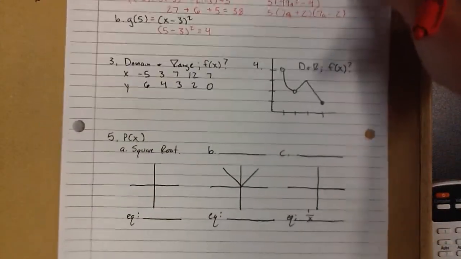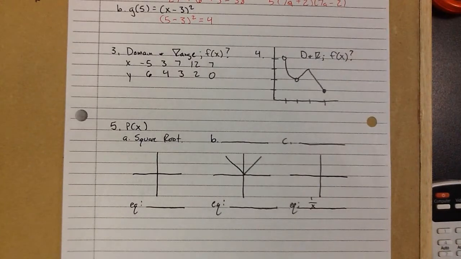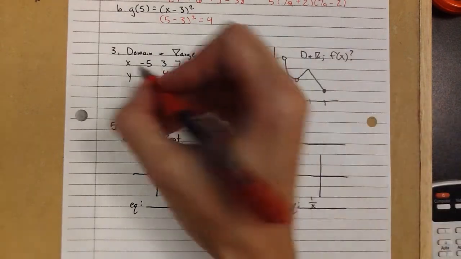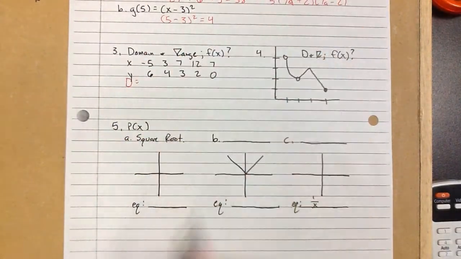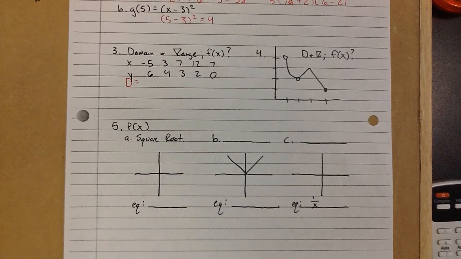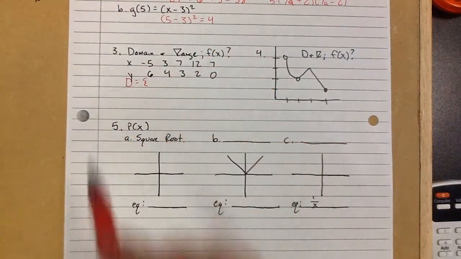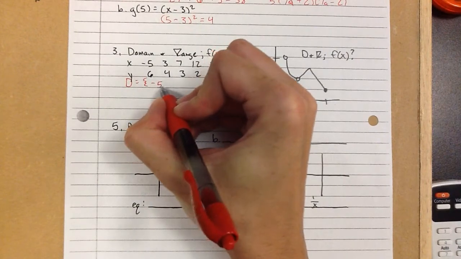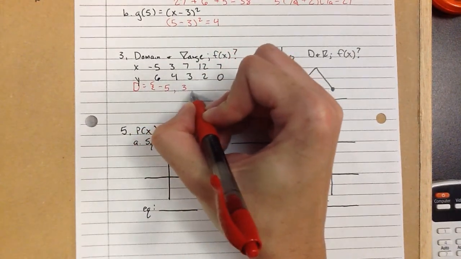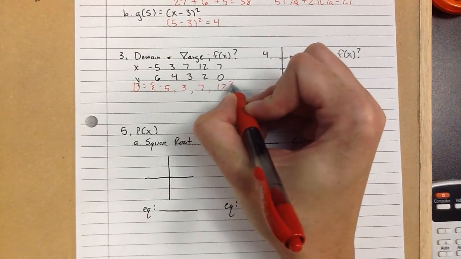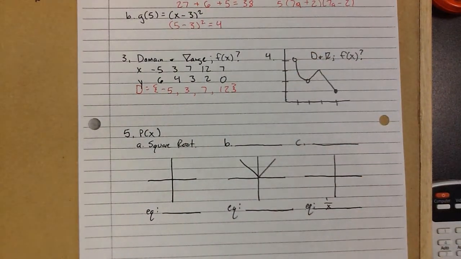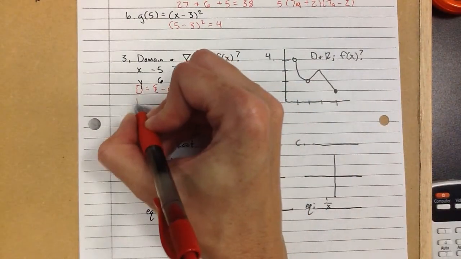Okay. Number 3. Domain. What's the domain? What would you write down? Yes. You have individual numbers there. So, meaning I can't draw a graph for this. I can put the dots down. I can put the points on there. But I don't know what's happening in between those points. Why do I not know what's happening in between those points?